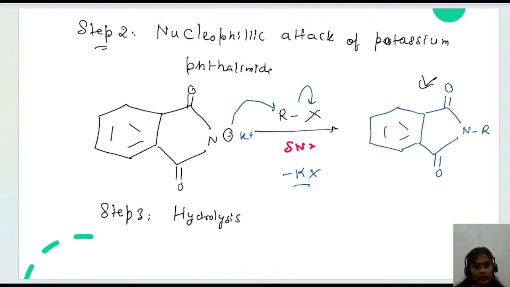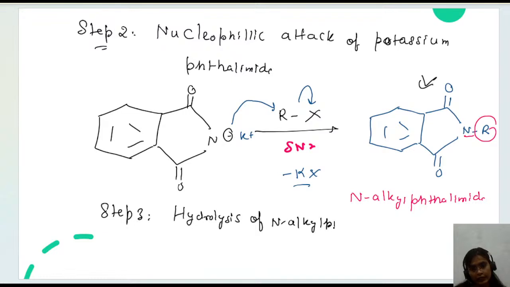Hydrolysis. Okay, let me just write the name for this. This is N-alkyl. Why is this N-alkyl? Because this alkyl group is there. So it's an N-alkyl phthalimide. So hydrolysis for what? That is this N-alkyl phthalimide. So hydrolysis of N-alkyl phthalimide. Okay, so this step, let's see on the next slide.